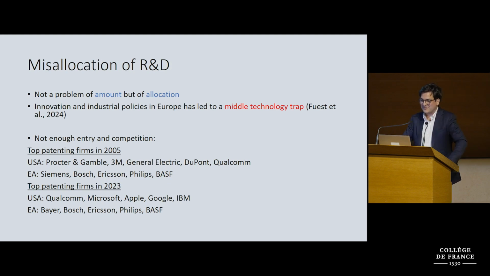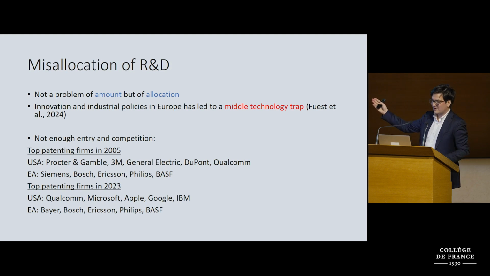It would take a lot of time to discuss innovation policy and industrial policies in Europe, but essentially this ended up with what the Fuest et al. report called the middle technology trap. There's not enough entry, there's not enough renewal of the innovative actors. You can see it very clearly when you look at the top patenting firms in Europe and in the US.